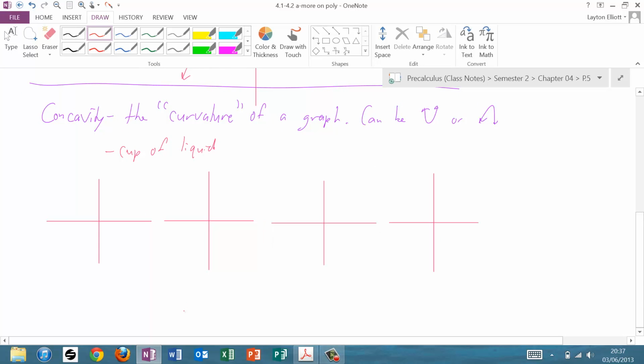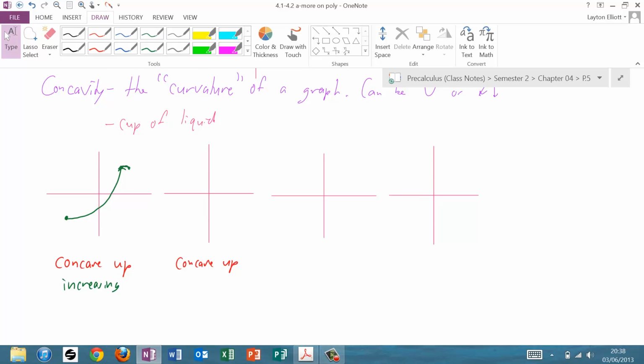So the first 2 I'm going to show are concave up. And this is also going to be concave up. I'm going to show a graph that's increasing, and it's concave up. Here's a graph coming from a point down here that is increasing, and it's concave up. That's actually usually going to be a piece of a graph that's concave up.